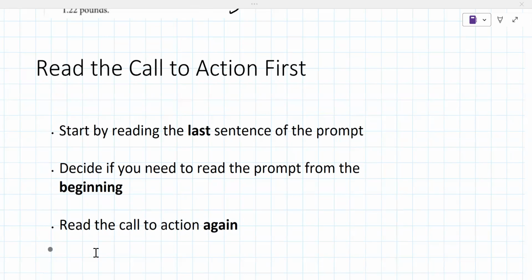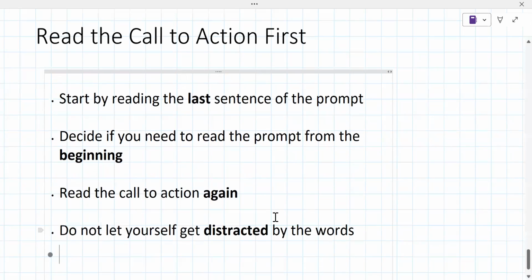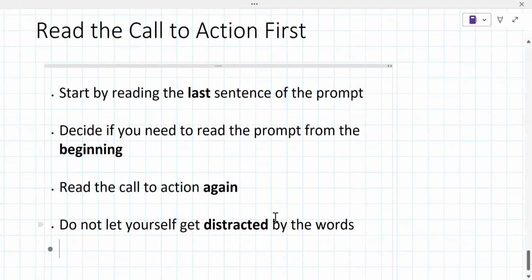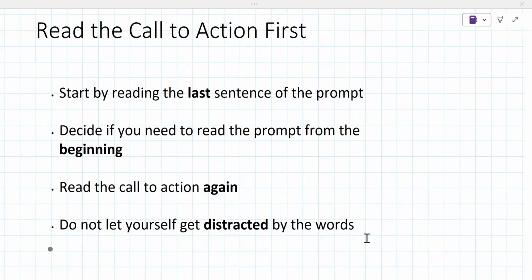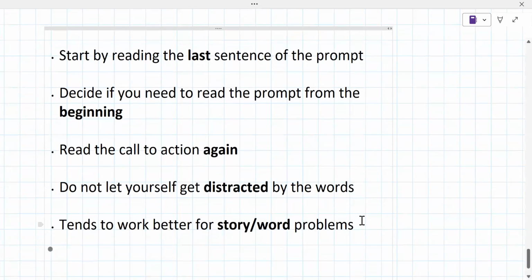The other reason you do this is because what you don't want to do is get distracted by all the words. A lot of the problems you're going to see on here are story problems, lots and lots of words. And some of them are irrelevant. Some of them are not needed. And having said that, the strategy works the best for story word problems. Any word problems you see where there's a lot of words, that's what you are going to do.